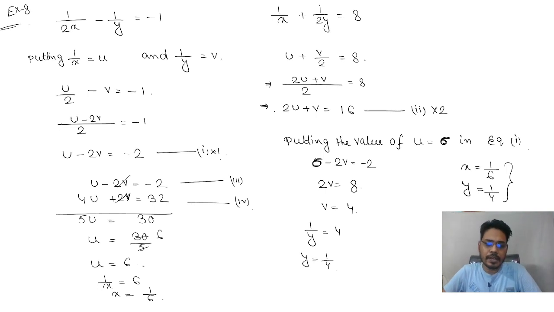In example number 8, use a similar method: first assume 1 by x is u, 1 by y is v. Then first find the value of u and v, then put the value: u is 1 by x is 6, so x is 1 by 6. 1 by y is v is 4. That means 1 by y is 4. y will be 1 by 4.